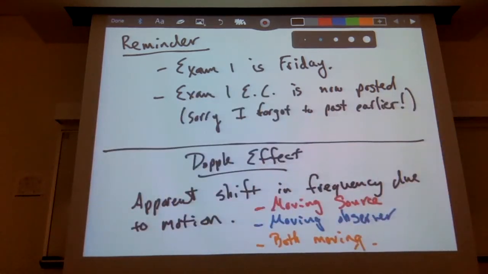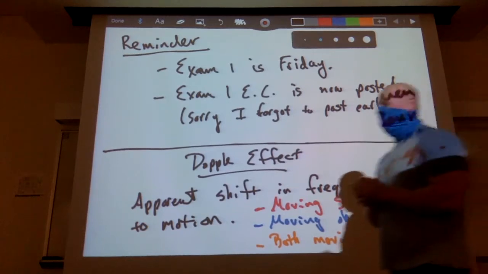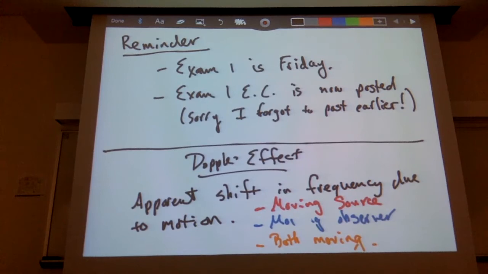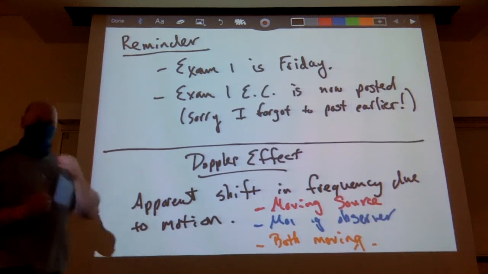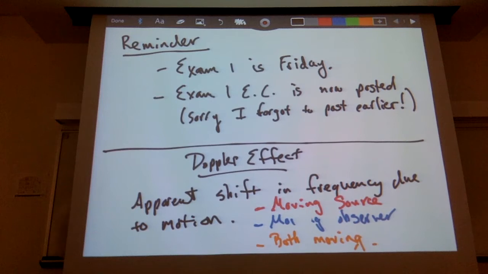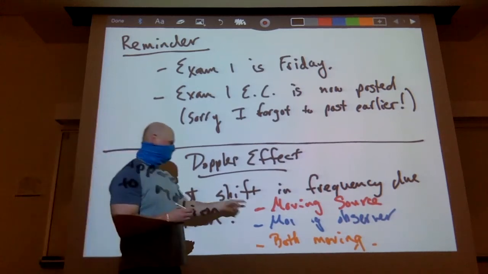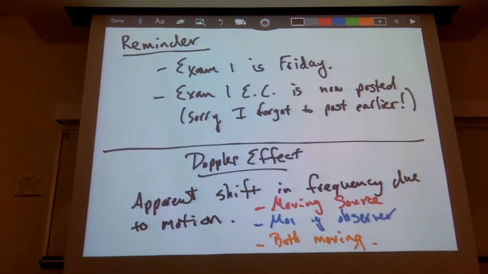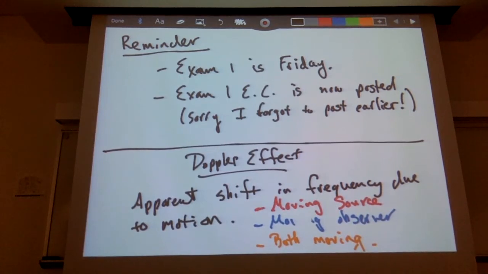So the last topic we have to finish is the Doppler effect. We started talking about this last time, and what we said was that the Doppler effect is the apparent shift in frequency due to motion. This can happen one of 3 ways, basically. The first way is that we have a moving source, the second way is that we have a moving observer, or the third way is that both are moving.